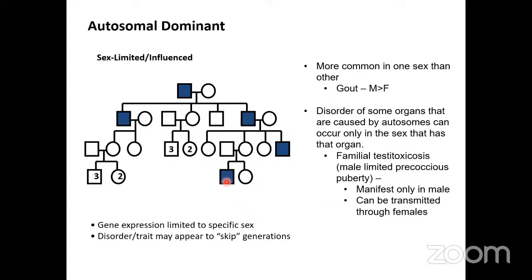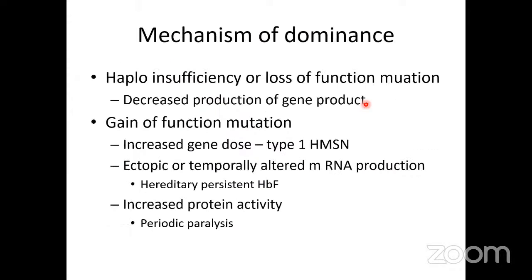Okay. There is something called a sex-influenced disorder. For example, gout. Gout is more common in male than female. There may be so many other reasons. It's called a sex-influenced disorder. Okay. So for autosomal dominant disorder, we need to consider sex-limited and sex-influenced disorders. Now, what are the reasons for dominance? Why does this dominance happen? Mechanism of dominance.